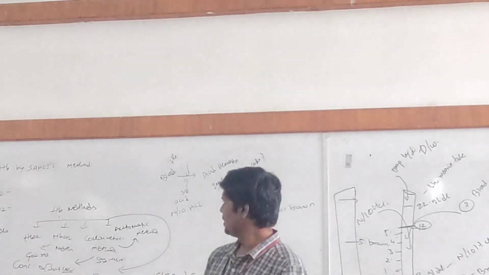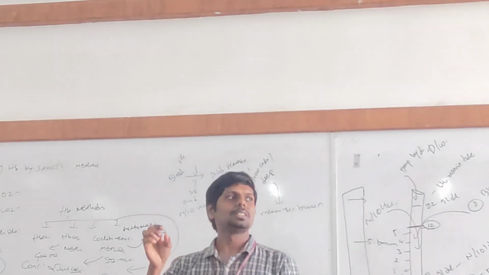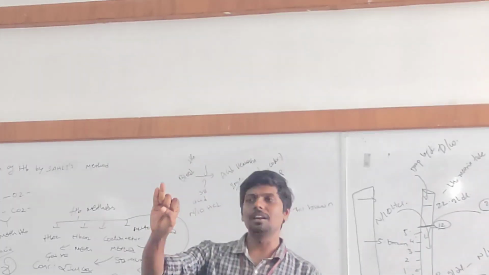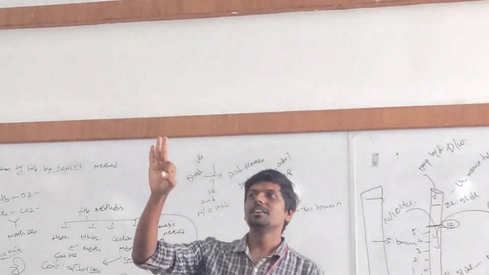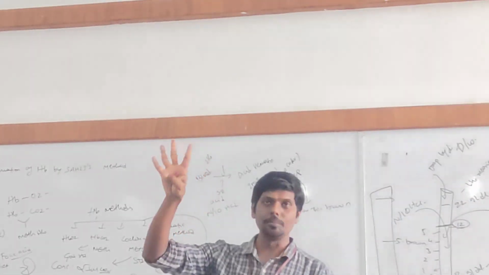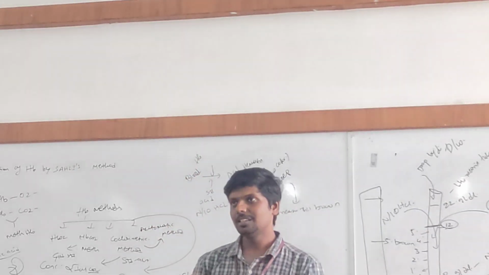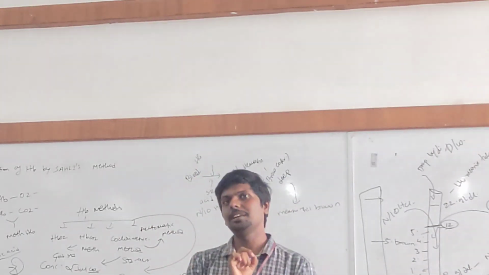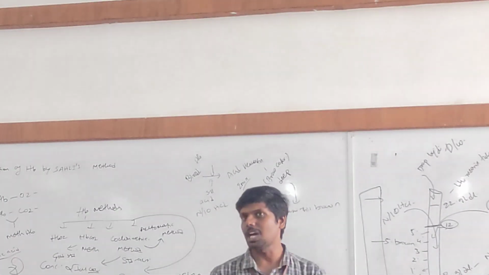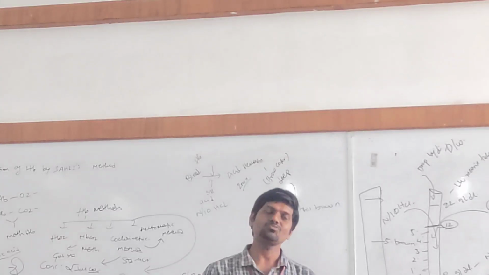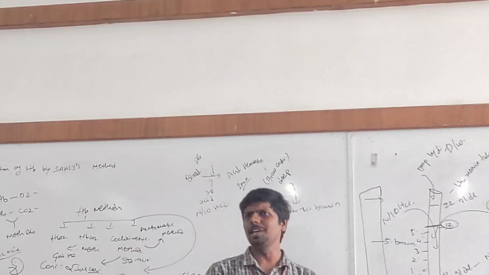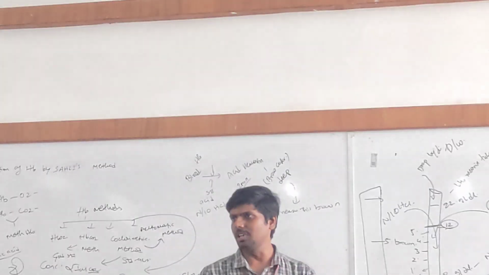Very good. Methods of HB estimation: cyanmethemoglobin method, oxyhemoglobin method, then colorimetric method, automatic method, and Sahli's method. What is the best affordable method? Sahli's method. How much time will it take to get the result with Sahli's method? Maybe 2 minutes is for the reaction, so hardly 10 minutes. Within 10 minutes you will get the results.